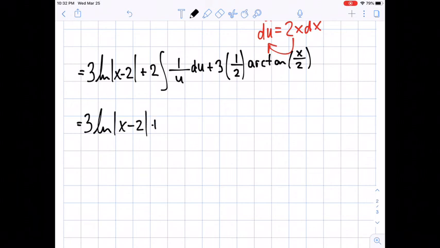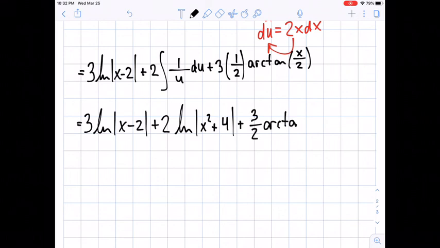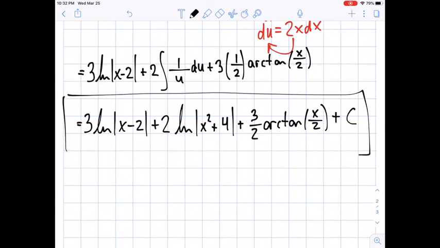So we go back, we integrate. This is just the antiderivative of 1 over u. It's just going to be ln of u. So we have 2 ln of u, but we know that u is x squared plus 4. And then our last integral is just 3 over 2 arctan x over 2. We put in the plus c, and that is our final antiderivative.